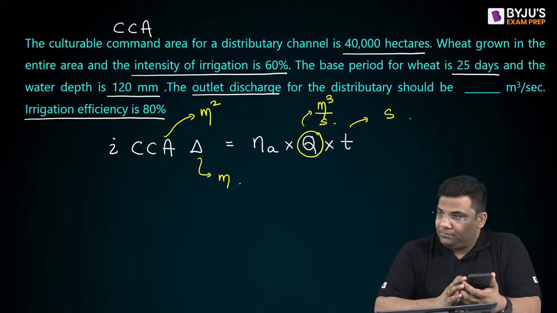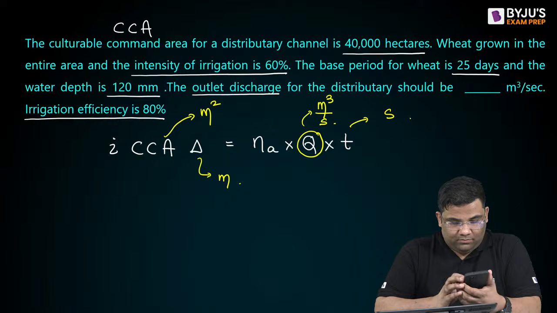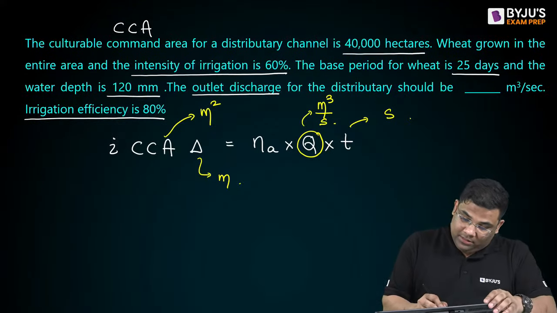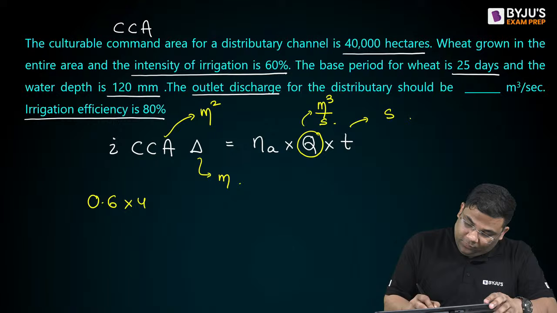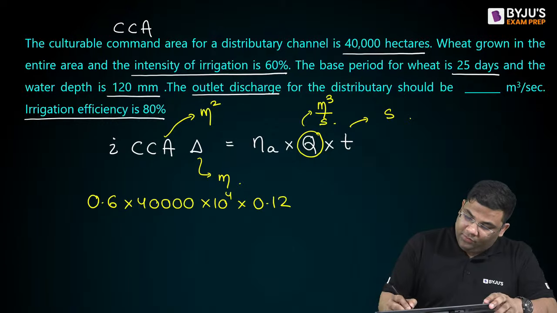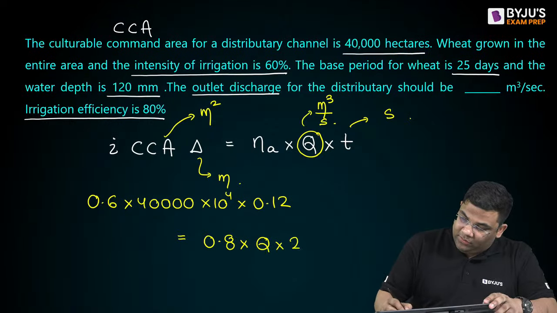$112. Others? Hey, why are you taking so much time? This is 0.6. This is 40,000 hectare, 10 to the power 4. Depth of irrigation is 120, so I can say 0.12 meter is equal to application efficiency 0.8 into Q into time, which is 25 days of irrigation.